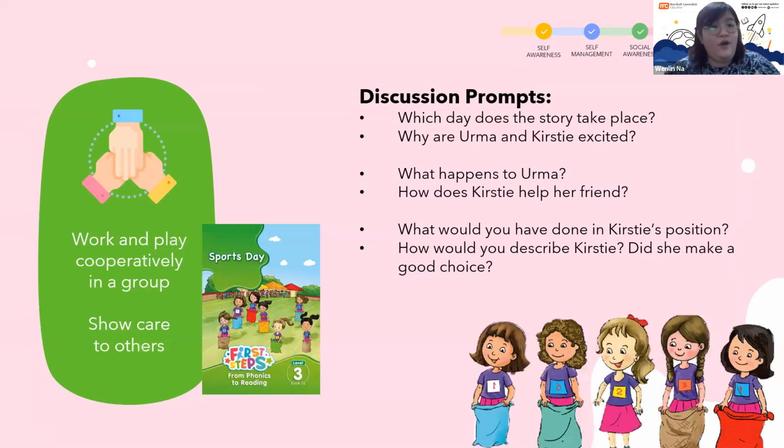So what you can do in class is that after you have read the story, you can replicate a similar race in class. As teachers, you can choose to role play or appoint a student to role play as the student who fell, and then see how your other students respond to it. After this mini race or game, you can get your students to start thinking, what will you do if you're in Kirsty's position? How will you describe Kirsty? Did she make a good choice or not? This kind of discussion elicits responses.